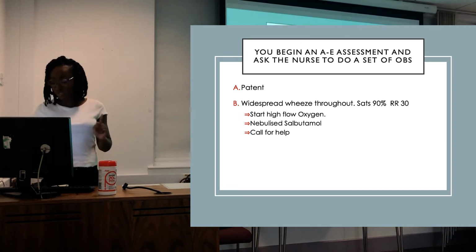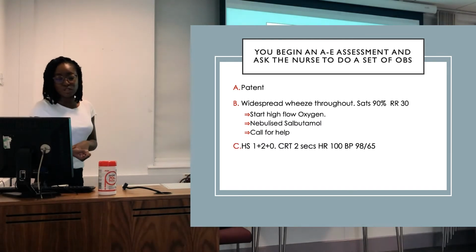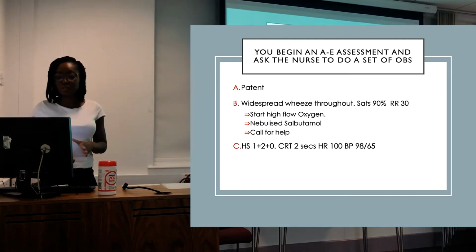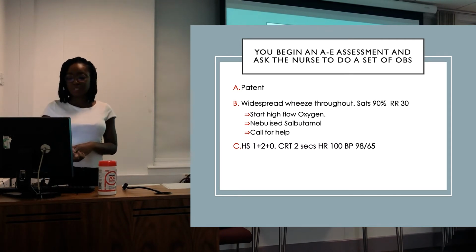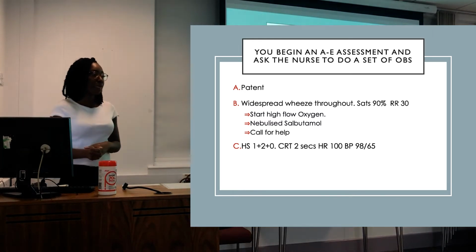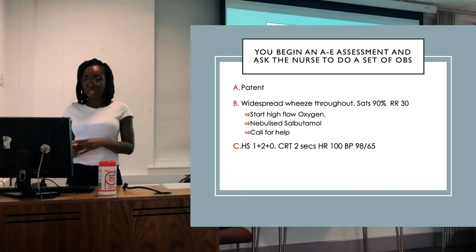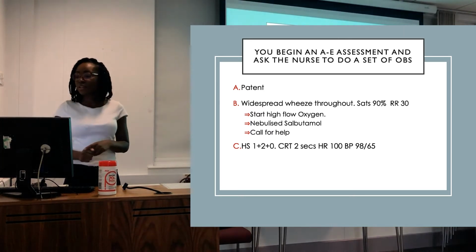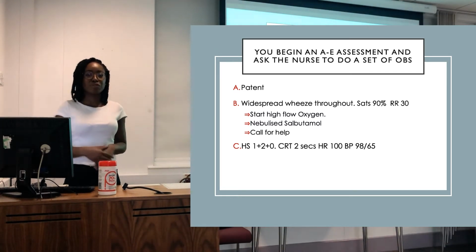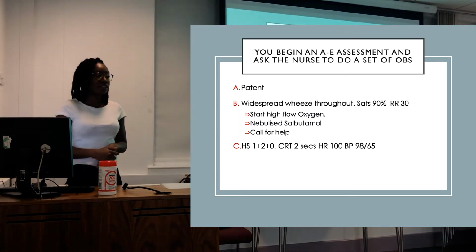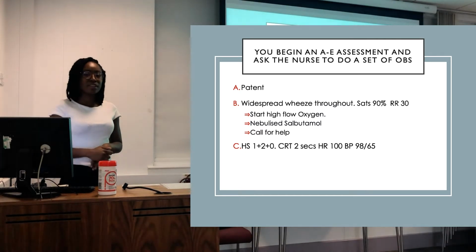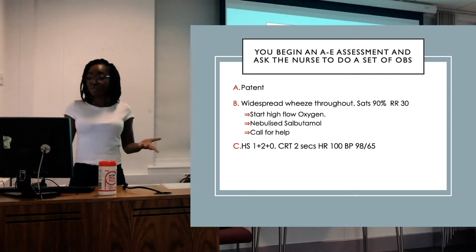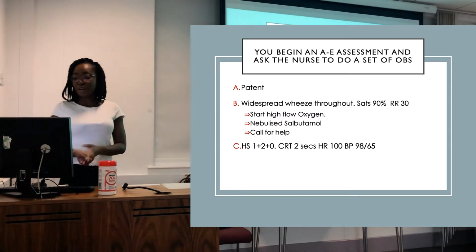So once you've put the oxygen on, you can move on to C. She's got normal heart sounds, her capillary refill's normal, she's tachycardic, her heart rate's 100, and her blood pressure is 98/65. What do you think about C? We want to establish IV access. Okay, make sure she has IV access. Do you think she has a C problem at this stage, or are you happy to move on to D? She's a little bit hypotensive, yeah. Put some fluids. So yeah, you wouldn't be wrong if you wanted to start some fluids, put in IV access.